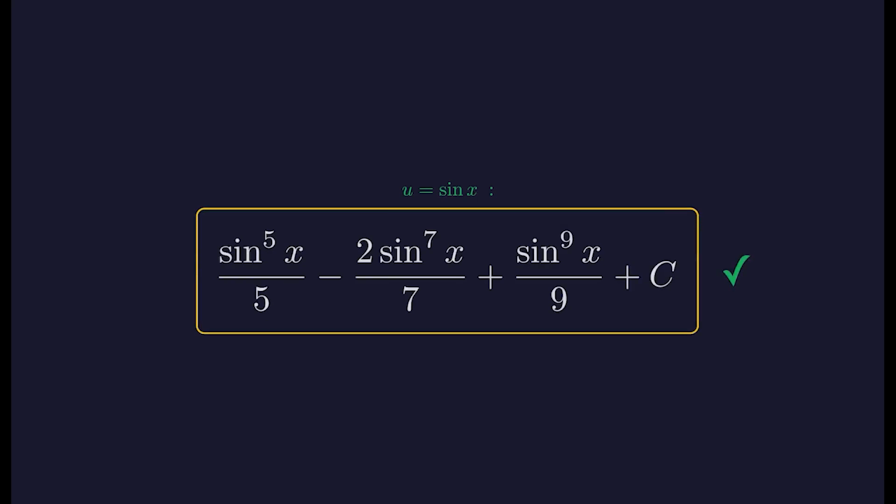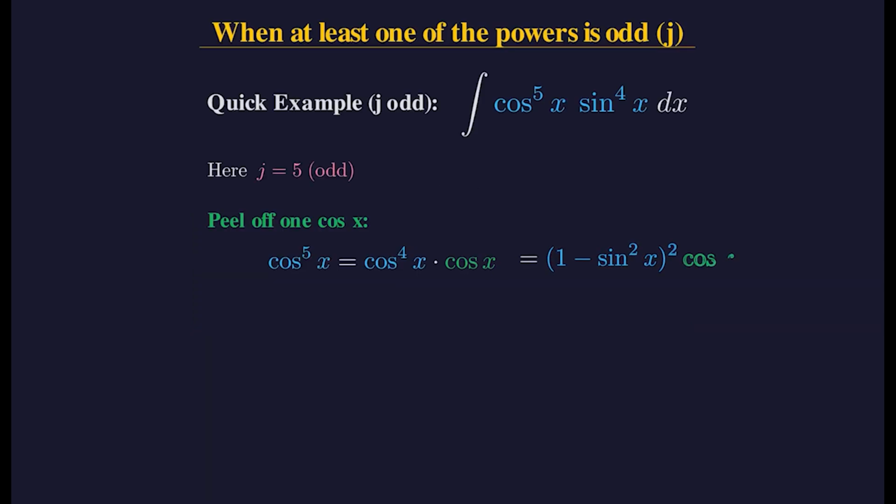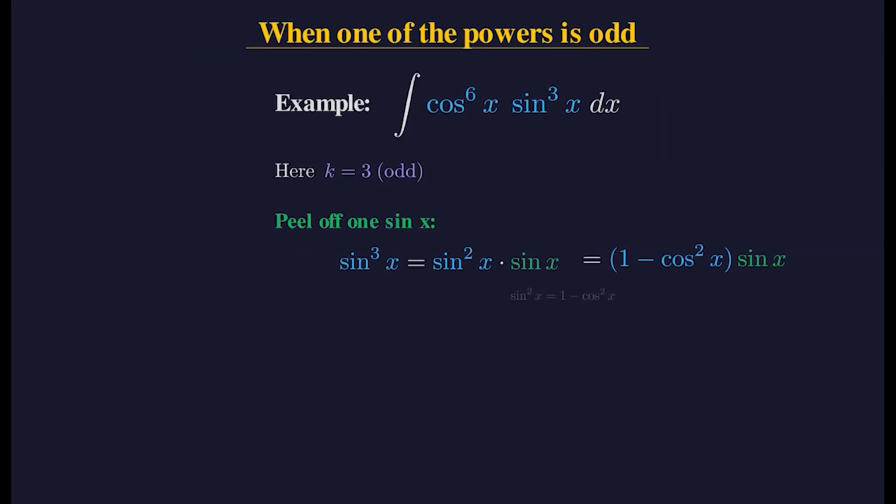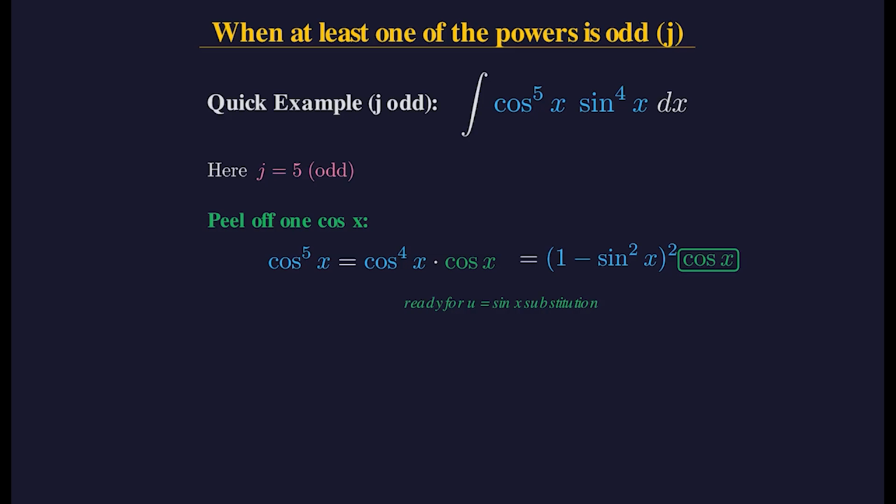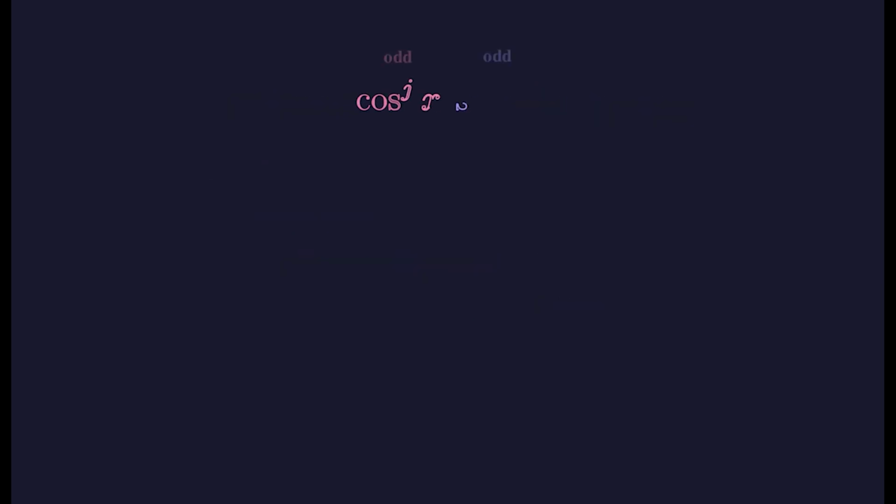So as you can see, what's happened here? We've simply changed which trigonometric function we're peeling off. The first one, where k was odd, we did it with sine x. In the situation where j was odd, we did it with cosine x. And that's when we have at least one odd power, and that can either be k, j, or both.